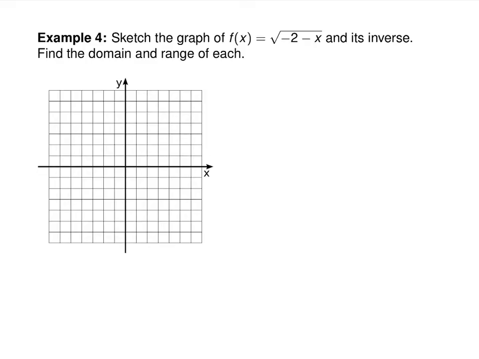Okay, sketch the graph of this and its inverse. So first of all, sketching the graph of that function. There's negatives inside there, so I'm going to write that as negative parenthesis x plus 2. Does that make sense? So this takes the function root x. What does it do to it?